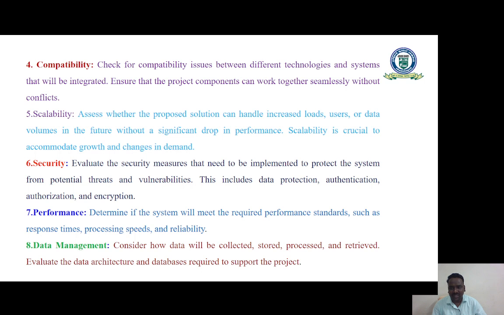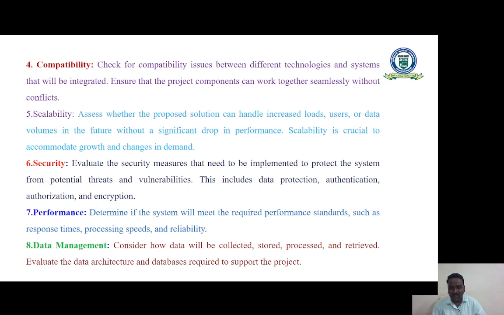Fifth one, scalability. Scalability is to assess whether the proposed solution can handle increased loads, users or data volumes in the future without a significant drop in performance. Scalability is crucial to accommodate growth and change in demand.